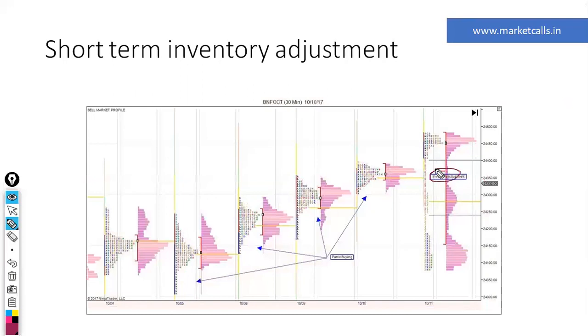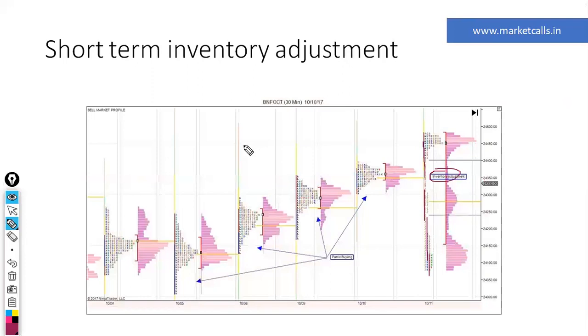The inventory adjustment happens. So naturally, you can see the liquidation coming mostly from the short-term players who went long. All the short-term community who went long on 5th October, 6th October, 9th October, and 10th October are short-term players, and the end result is it's happening in the form of an inventory adjustment.